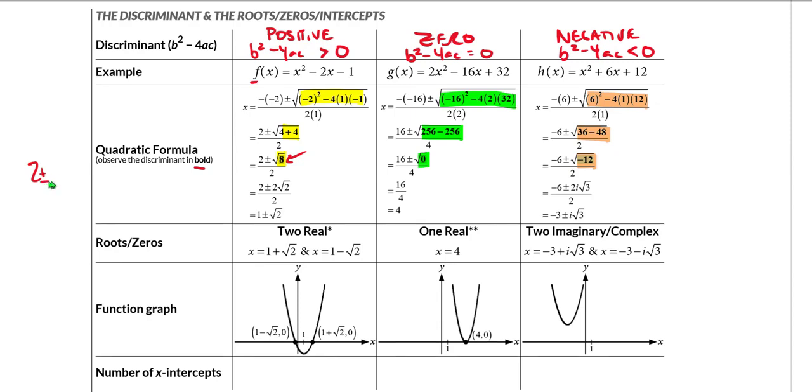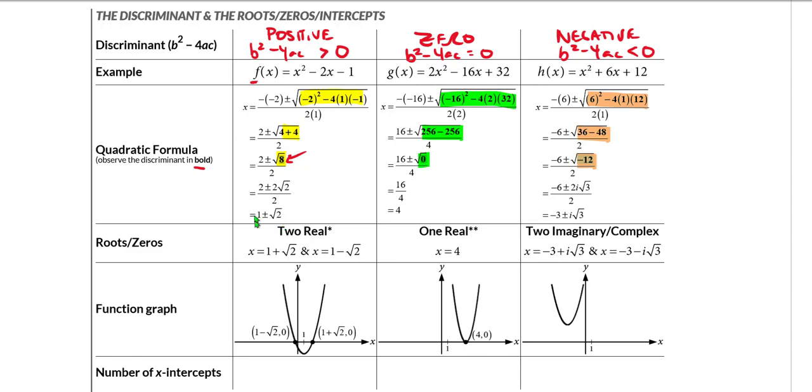Of course, if you had something like 2 plus or minus root 9 over 2, then you're going to have 2 plus or minus 3 over 2, which is 5 over 2 and negative 1 over 2. If the number under the square root is a perfect square, you're going to have a really nice, neat, rational root or 0. But even if you don't have a perfect square, in the case of 8 is not a perfect square, you're still going to get a real solution.